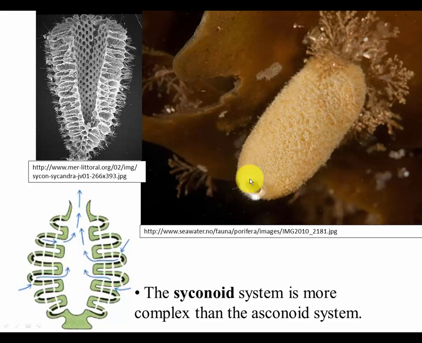In an electron micrograph, this is what those fingers actually look like. At this level of resolution, you can see these tiny little bumps here. Those are individual collar cells. And this is where the filtration actually happens in these little canals before you get to the spongiocele.